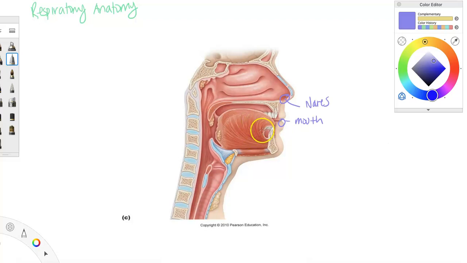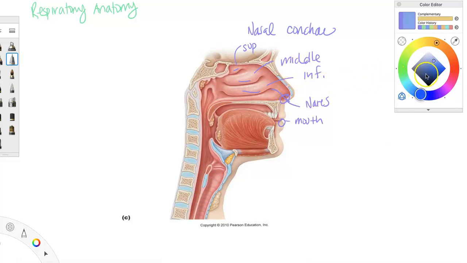So we breathe in through the nose, the air comes in here, and you should really know what these little shelf things are. These are called the nasal conchae. And there's three of them: a superior, a middle, and an inferior nasal conchae.